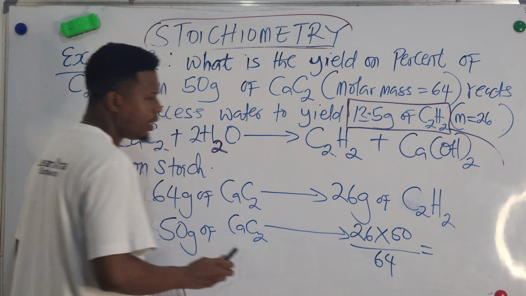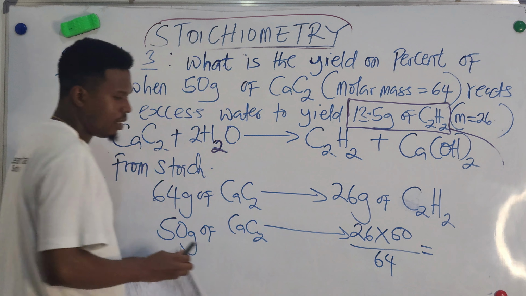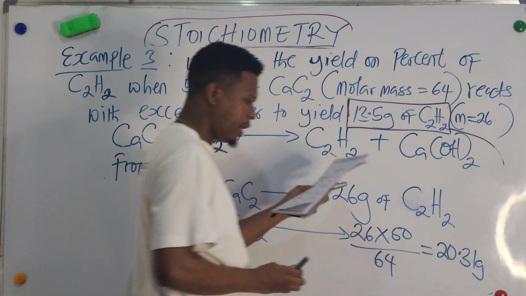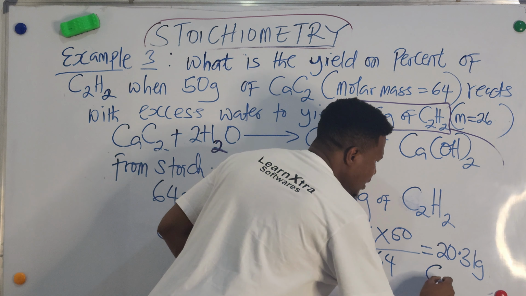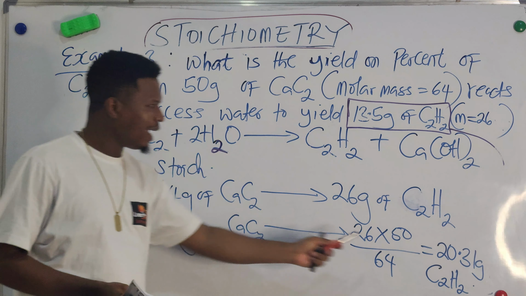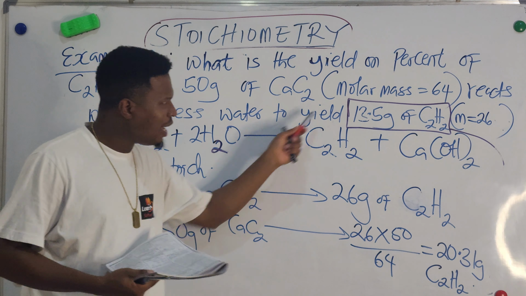So whatever you have here is the mass it's going to produce. So the x value there will be 20.3 grams. It will be 20.31 grams. Now, this 20.31 grams is the mass of acetylene that is produced. But watch, in the question they told us that the mass produced is 13.5. But when we solved with the 50 they gave us here, we are getting 20.3. What it means is that the values are not the same.